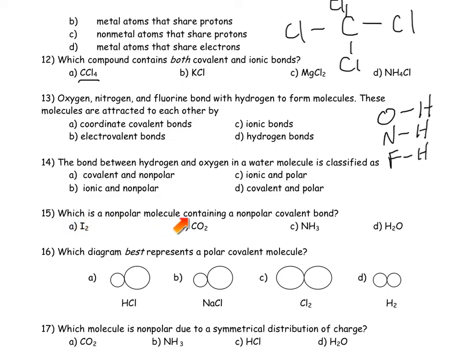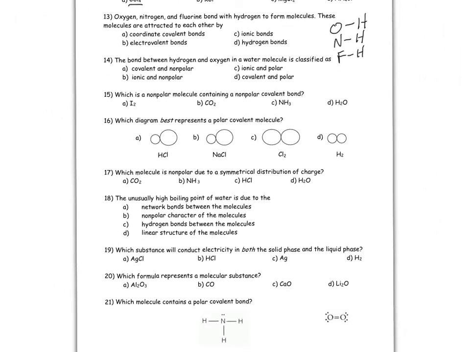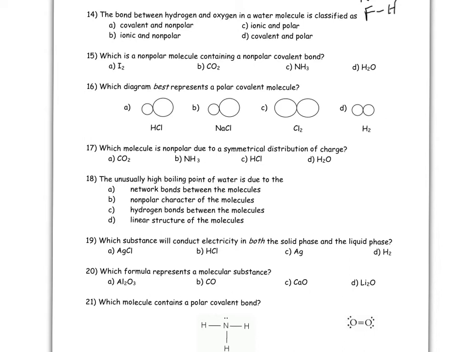Which is a nonpolar molecule containing nonpolar covalent bonds? Again, we're back to the original discussion. Draw out the molecule, find out the difference in electronegativity, compare them to our ranges, and decide if they're polar or nonpolar. Those are the steps you're repeatedly doing to answer these questions. Which diagram represents the polar covalent molecule? I mean, is the question different at all? I don't think so.